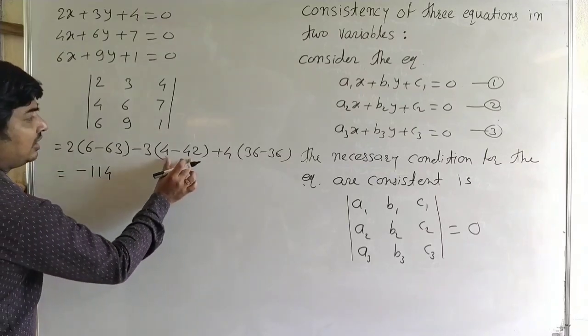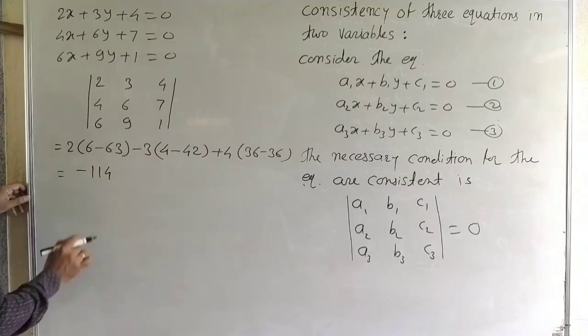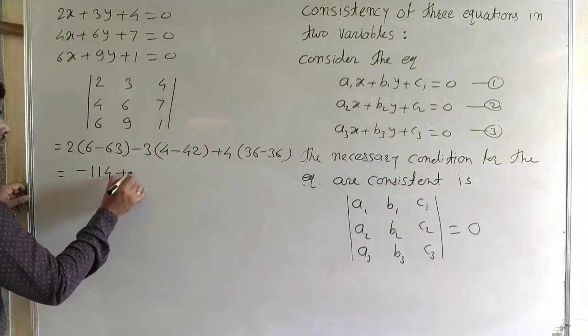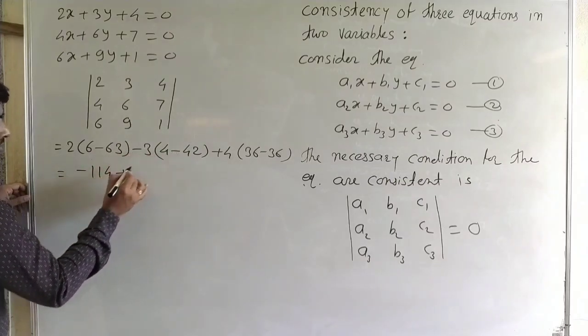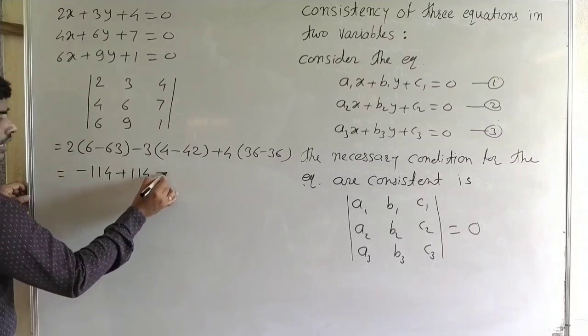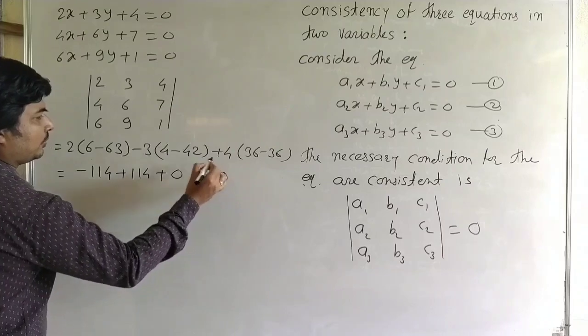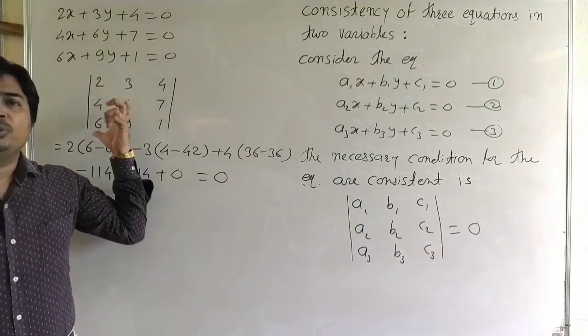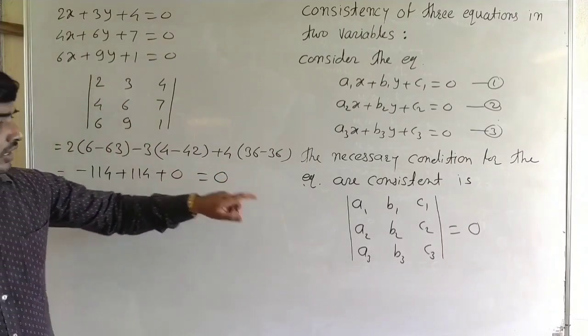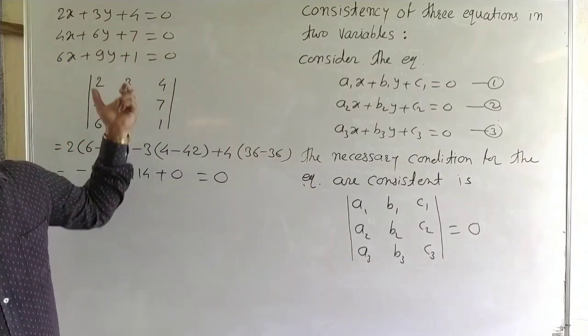Here it is minus 38. Minus 38 into minus 3, again it is 114, but it is plus, it is minus and it is minus. Plus 114 and plus 36 minus 36, 0, 0 into 4, 0. And then it is 0. Now, the value of this determinant is 0. Therefore, these three lines are consistent.